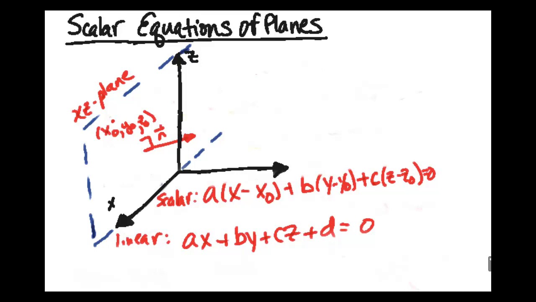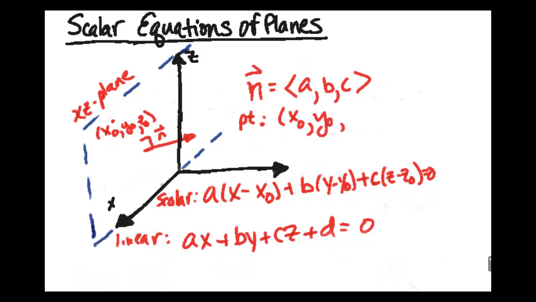Today we're going to be talking about how to find scalar equations of a plane. How do you get there? What do you need? Well, you need a vector normal to the plane. However you get it, you need that vector. And you also need a point on the plane. If you have these two things, you are good to go.